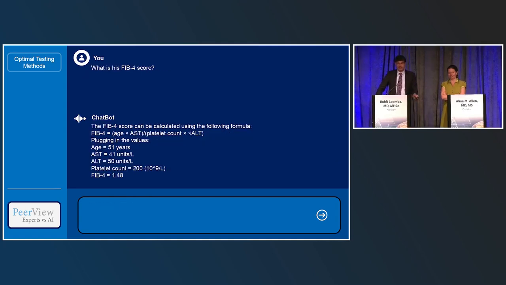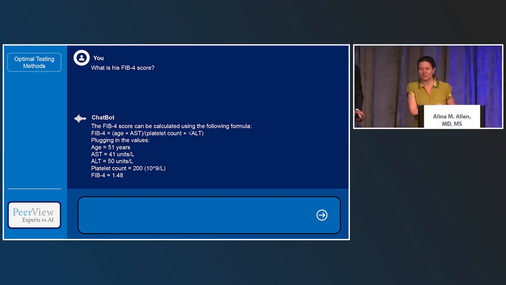So FIB4, as Alina mentioned, is age, ALT, AST, and platelet count. And FIB4 for this patient is 1.48. So this patient is right in the middle, right? Right, and AI knows how to calculate it, which is good. Yeah. So as long as you direct it to the question that it's really likely to be answered correctly, it is right. And yes, this patient is right in that gray zone, that indeterminate stage between the lower and the higher cutoff. So I guess we should ask AI what to do next.